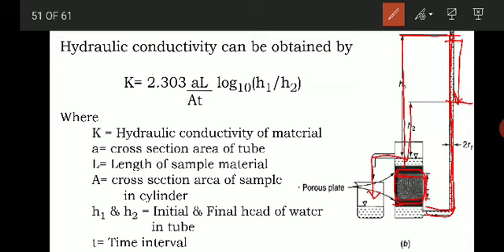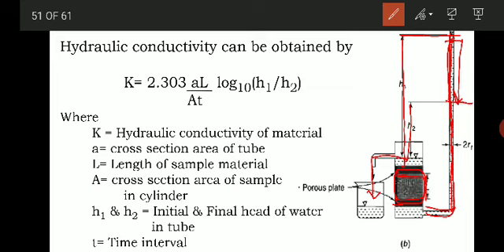Okay, so here in this method the water is added to the tall tube, and it flows upward through the cylindrical sample, and it is collected as overflow. Okay, the test consists of measuring of the rate of fall of the water level in the tube. So what we have to measure here? Rate of fall of the water level in the tube.